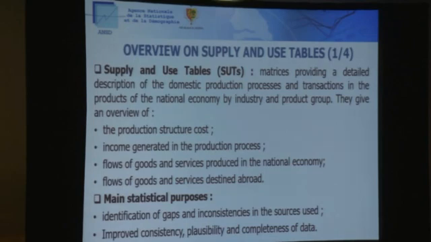For the overview on supply and use tables, we can say that supply and use tables are matrices providing a data description of the domestic production processes and transactions in the products of the national economy by industry and production groups. They give an overview of the production structure, cost, income generated in the production process, flows of goods and service products in the national economy, and flows of goods and services destined abroad. The main statistical purposes are identification of gaps and inconsistencies in the data sources, and improved consistency, plausibility, and complementarity of data.